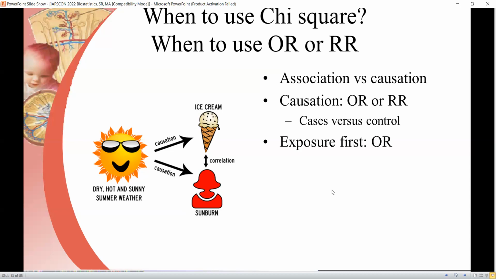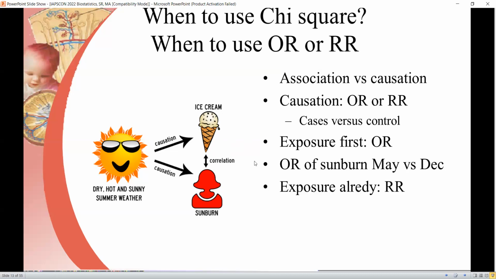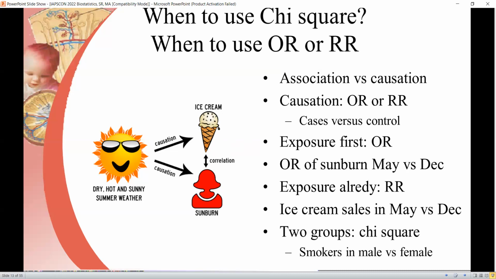So here again, between odds ratio and relative risk, if the exposure has happened first, then you are looking at all the subjects or the population in summer, then all the population in winter, then the exposure has already happened. Then you can say the odds of sunburn in May versus December. On the other hand, you are looking at ice cream sales later on at the year-end sales. There, the exposure has already happened. So there you can say relative risk. So the ice cream sales, you can say that was more in May compared to December. Probably it was like 3 times more. So that is the relative risk kind of thing.